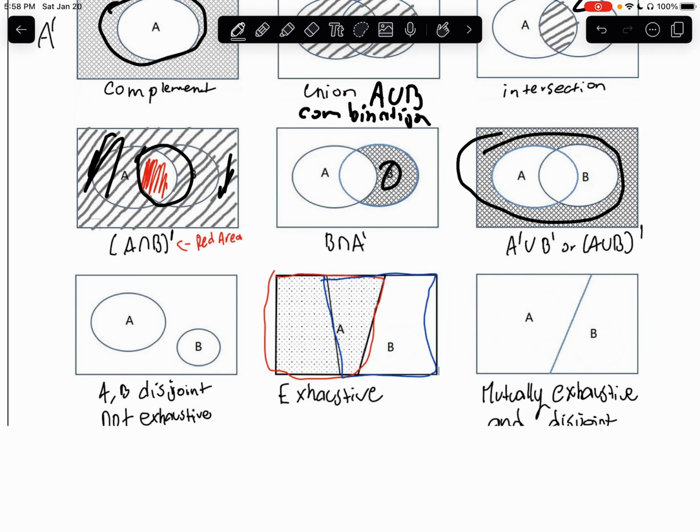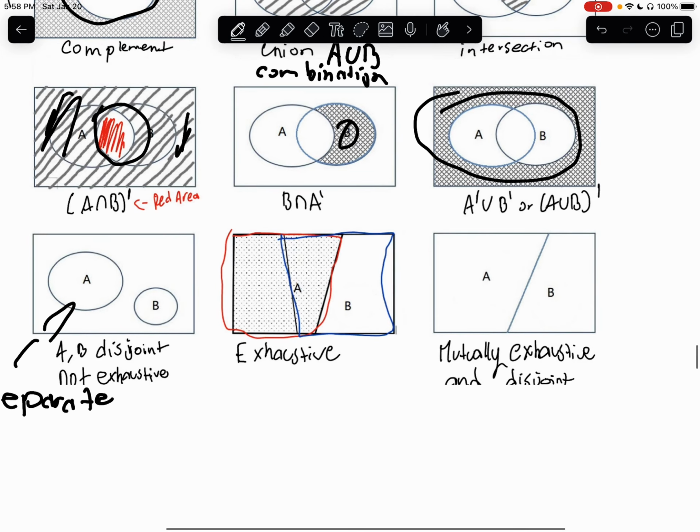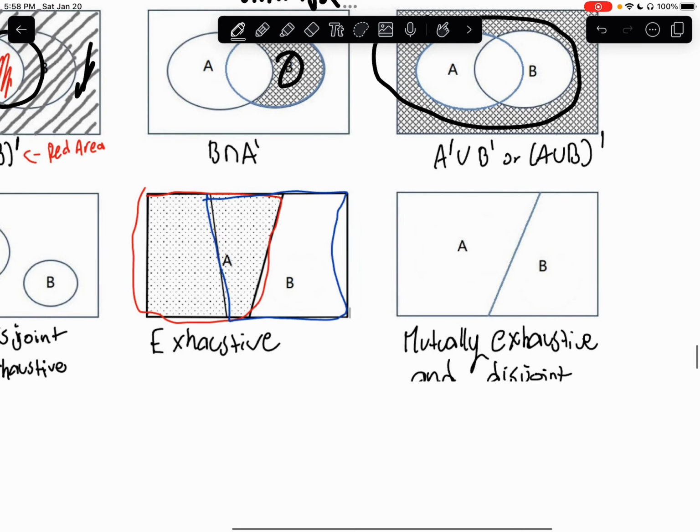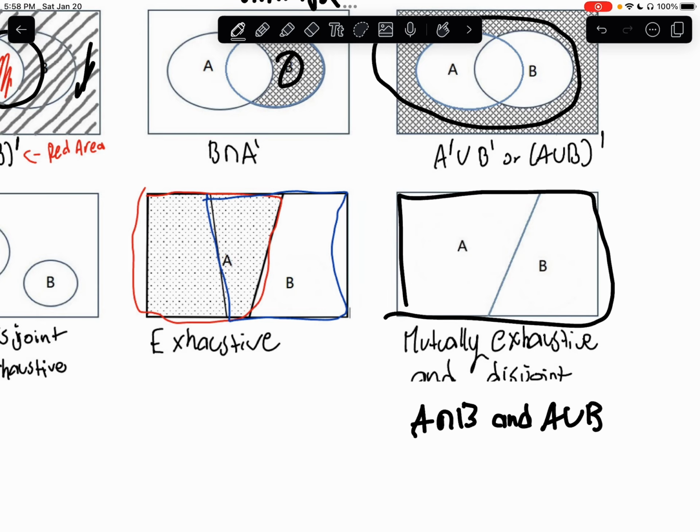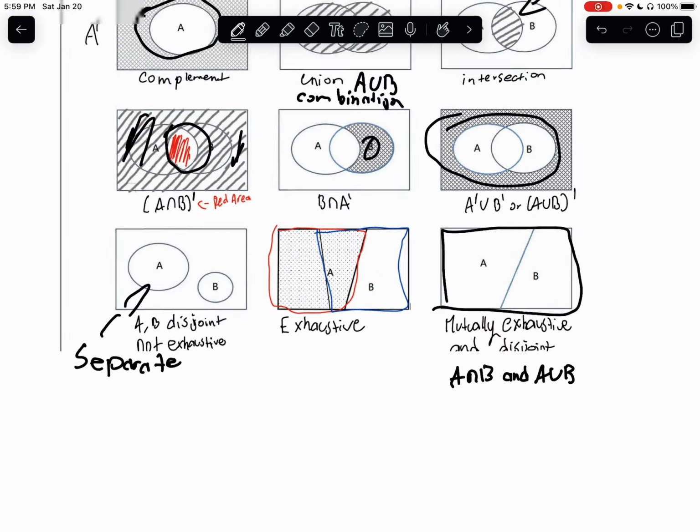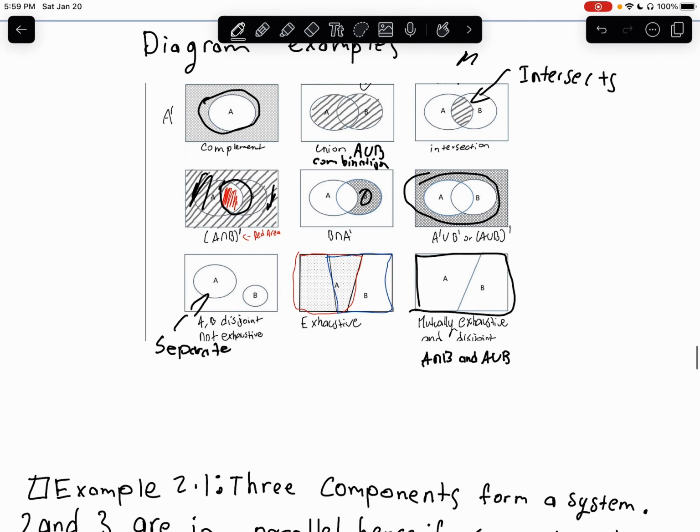A and B here are disjoint, not exhaustive. It's still in the sample space, but they are separate. Exhaustive is a little bit different, where they intersect, but you have both in the sample space. Mutually exclusive and exhaustive is where A and B intersect, and A union B is also our sample space here. Okay, as we went over a couple of these examples, we're going to move on to our next one.